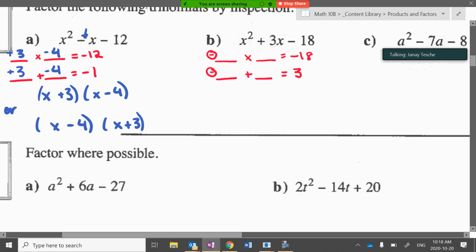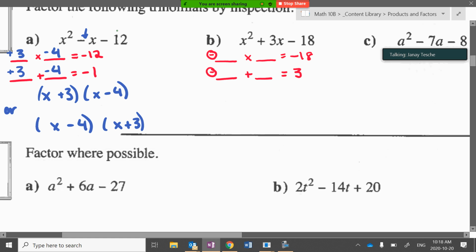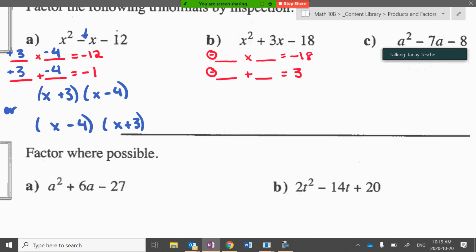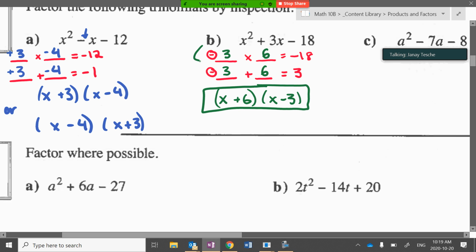So what are my factors of 18? 3 and 6, 2 and 9, 18 and 1. We always forget that one too. 3 and 6 gives me a difference of 3. Which one's positive and which one's negative? Good. So I get positive 6 with a negative 3. Negative 3 plus 6 gives me my positive 3. So your answer on this one is going to be x plus 6 times x minus 3. You only have to show your answer. This is bonus work, but writing that out can be really helpful.